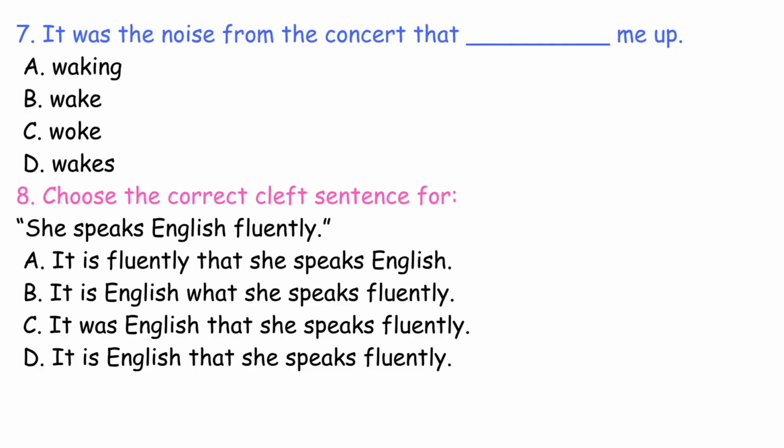Answer. 8. Choose the correct cleft sentence for: She speaks English fluently. A. It is fluently that she speaks English. B. It is English what she speaks fluently. C. It was English that she speaks fluently. D. It is English that she speaks fluently.